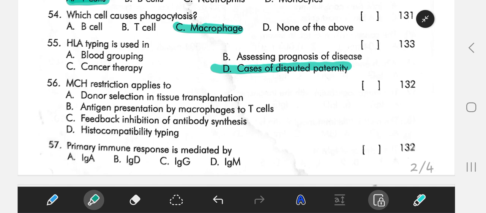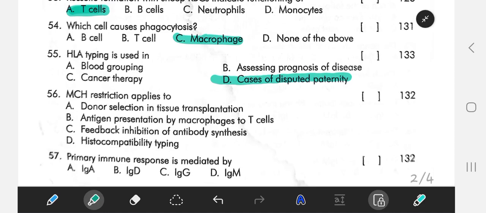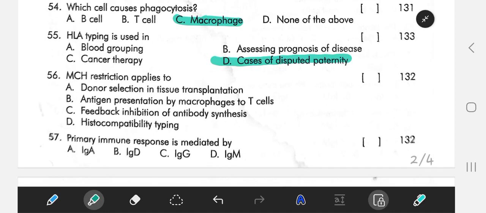Question number 56. MHC restriction applies to option A. Donor selection in tissue transplantation, B. Antigen presentation by macrophages to T cell, C. Feedback inhibition of antibody synthesis, D. Histocompatibility typing. MHC restriction applies to B. Antigen presentation by macrophage to T cell.